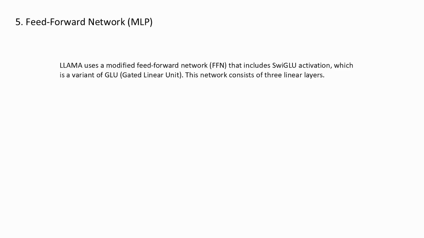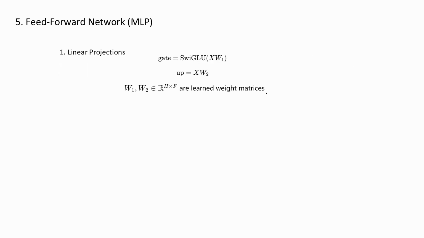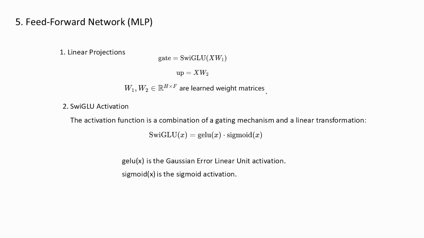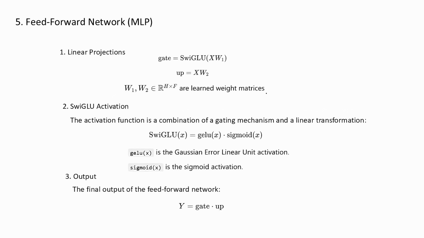Feed-forward network. Llama uses a modified feed-forward network that includes SwiGLU activation, which is a variant of GLU, gated linear unit. This network consists of 3 linear layers. 1. Linear projections. W1, W2 are learned weight matrices. 2. SwiGLU activation. The activation function is a combination of a gating mechanism and a linear transformation. 3. Output. The final output of the feed-forward network is as follows. Now we implement the Llama code.